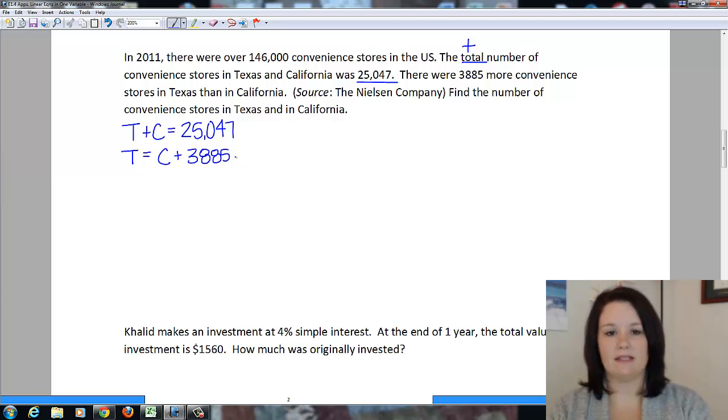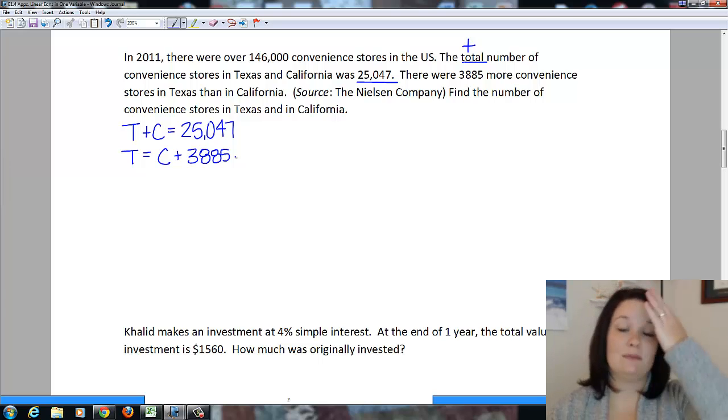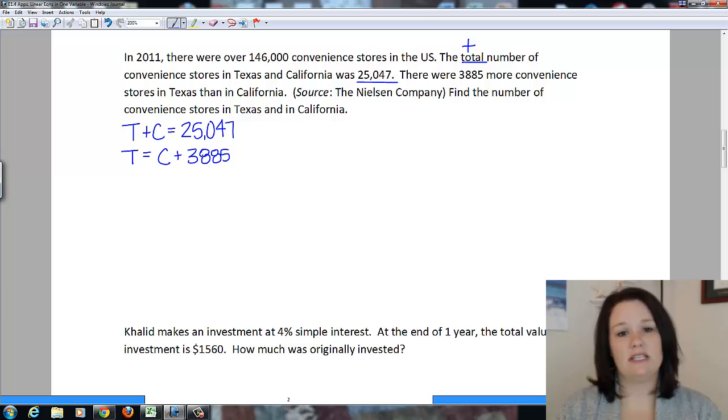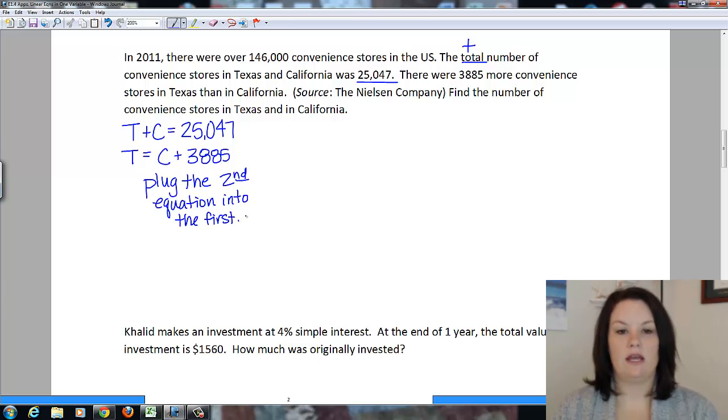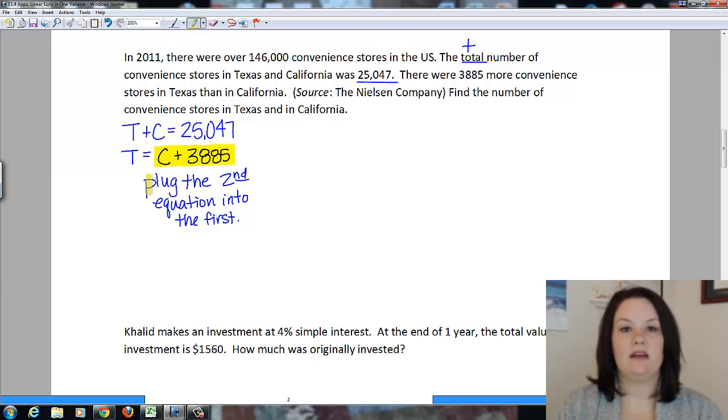Texas is the same as California plus that many, because it's bigger than California by that many. All right, so now I have two equations and two unknowns. The good thing is my second equation is solved for T. So all I'm going to do is plug the second equation into the first, because I have this solved for T. So basically I'm going to take what I know T to be and plug that into my first equation for T. So I'm going to rewrite my first equation.